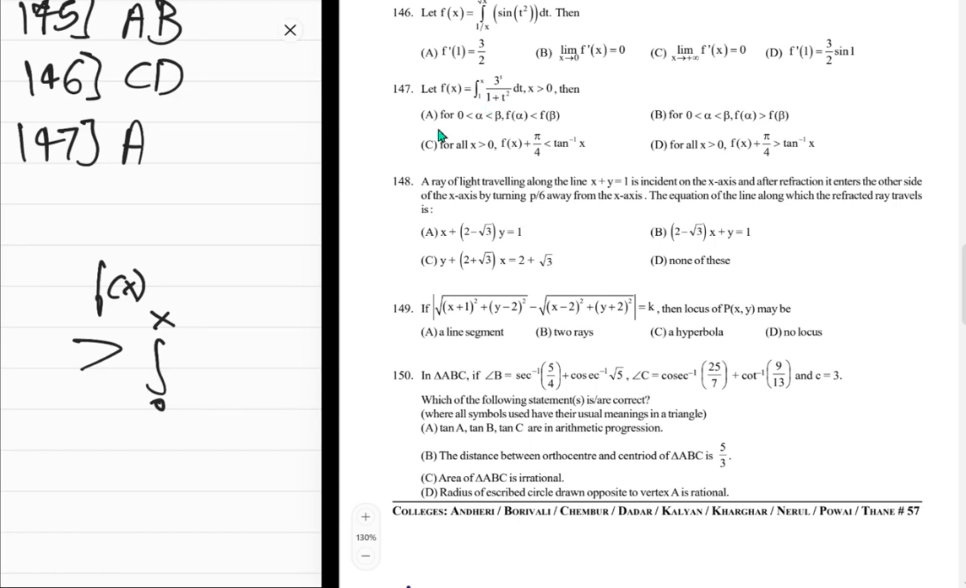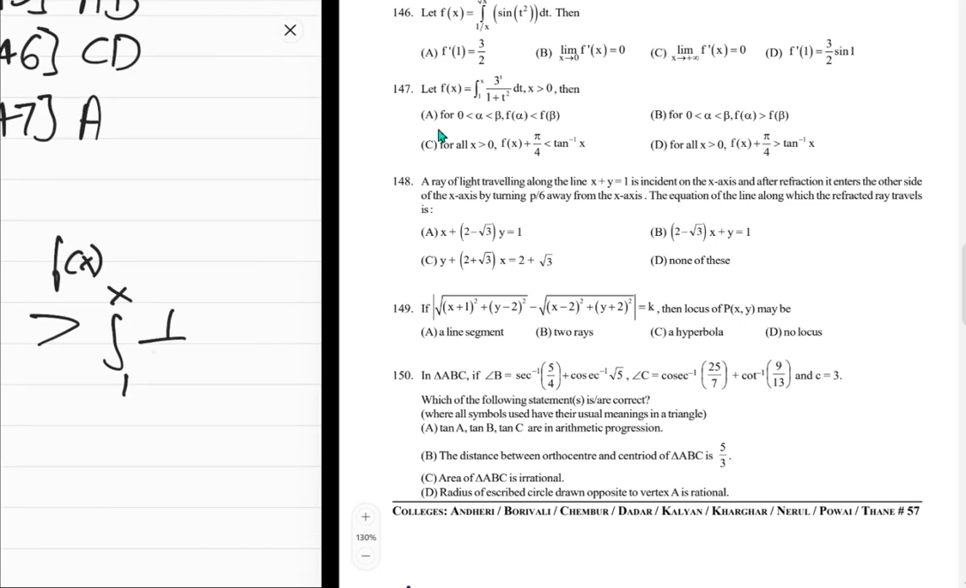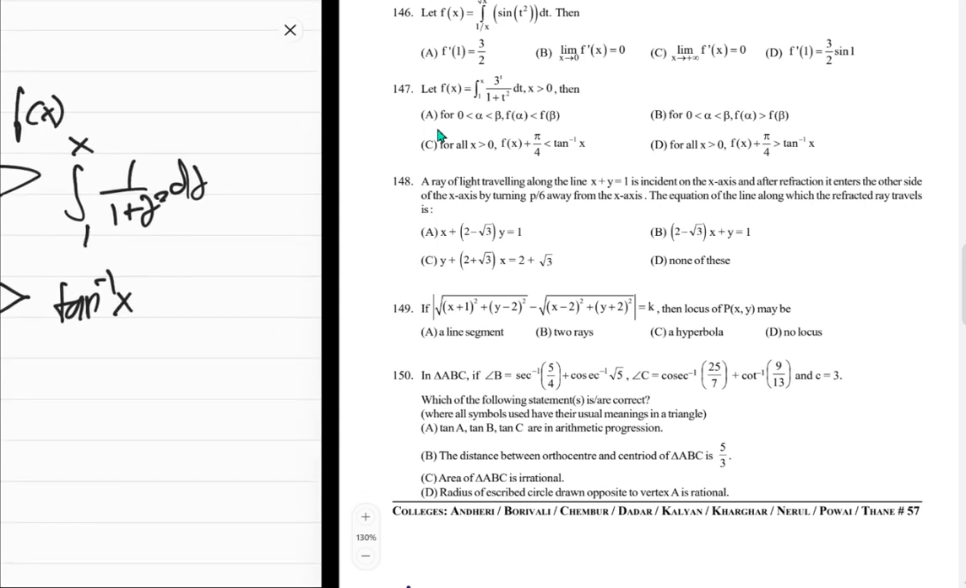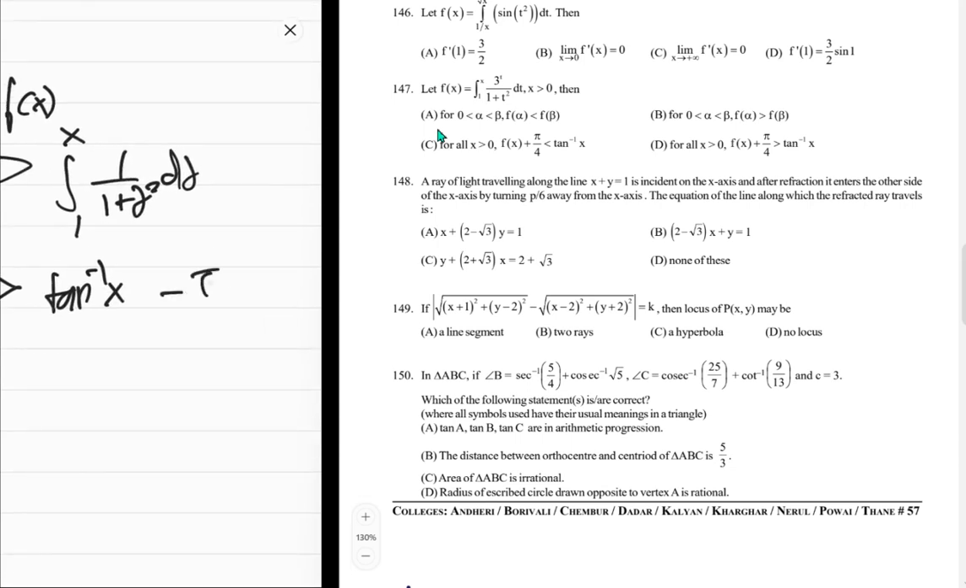So it's from 1 to x यार. 1 to x of 1 upon 1 plus t square dt. So that's just tan inverse, right? So it's bigger than tan inverse of t. It goes from 1 to x. So tan inverse x minus tan inverse 1, pi by 4. That's why f of x plus pi by 4 is bigger than tan inverse of x. So d should be correct. 147 ka d.